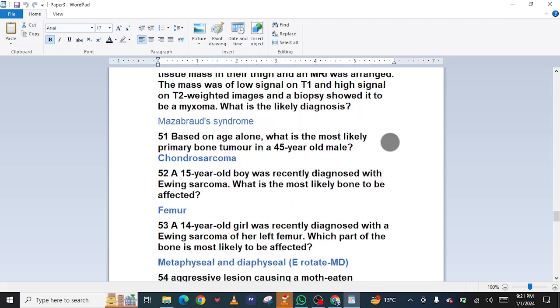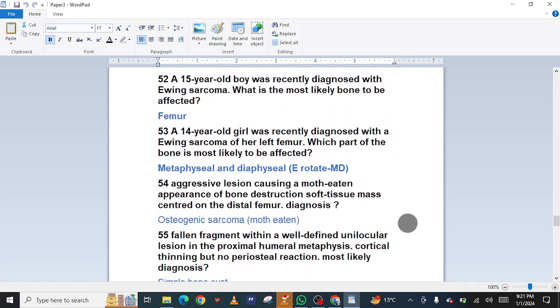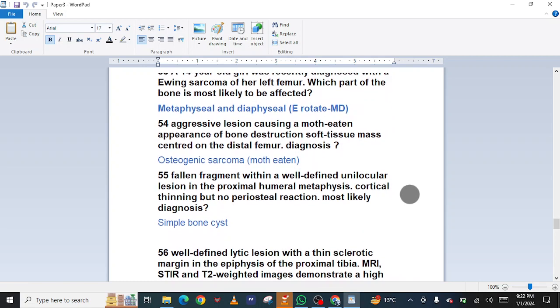51. Based on age alone, what is the most likely primary bone tumor in a 45-year-old male? Chondrosarcoma. 52. A 15-year-old boy was recently diagnosed with Ewing sarcoma. What is the most likely bone to be affected? Femur. 53. A 14-year-old girl was recently diagnosed with a Ewing sarcoma of her left femur. Which part of the bone is most likely to be affected? Metaphyseal and diaphyseal.